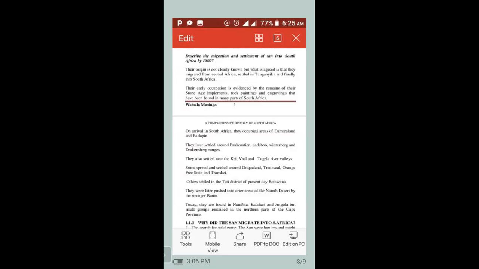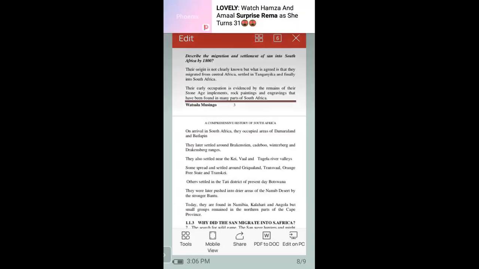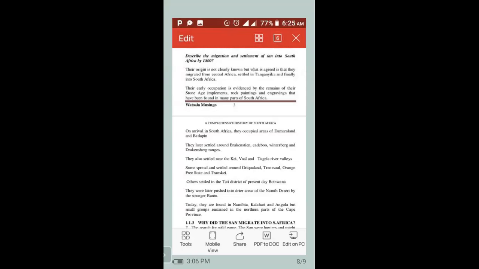So these were the highlands. They also settled near Kei, Val, and Tegula Rift Valleys, Free State, and Transkei. Others settled in Tanti districts of present-day Botswana. They were later pushed into drier areas of Namibia Desert by the stronger Bantu. So when they came into South Africa, they spread into different parts of South Africa.